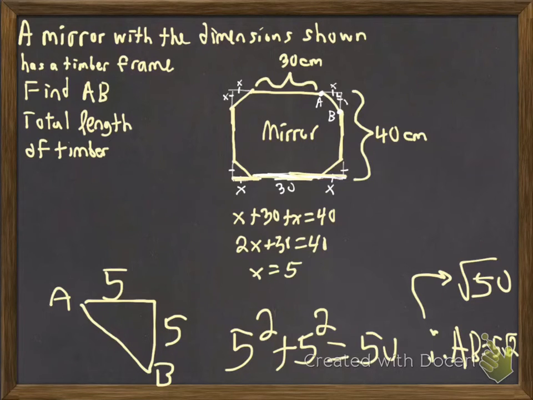So that's AB right there. And then to find the total length of the timber, how many x's do we have? 1, 2, 3, 4, 5, 6, 7, 8. We just have to multiply that by 8. But anyways, the main thing is finding AB right there.